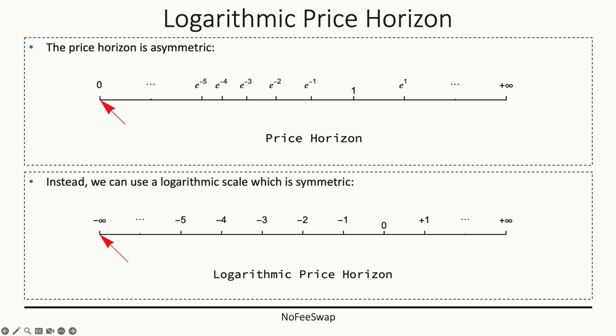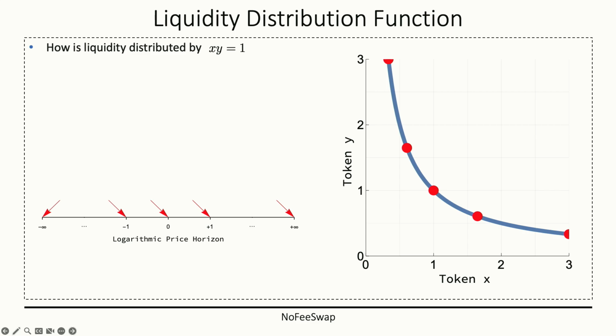For example, price 0 is mapped to negative infinity. Every price point up there has an equivalent logarithmic price on the below horizon. Price 1 is mapped to the origin, and plus infinity is mapped to plus infinity. On a high level, the liquidity distribution function is like a histogram. To derive it, we need to mark several prices with arbitrary granularity, and then we need to measure the amount of liquidity within each of these intervals.